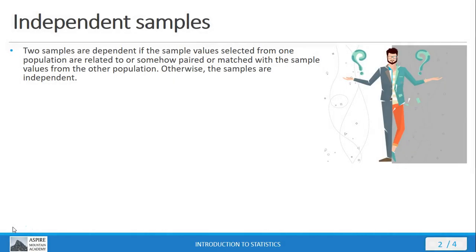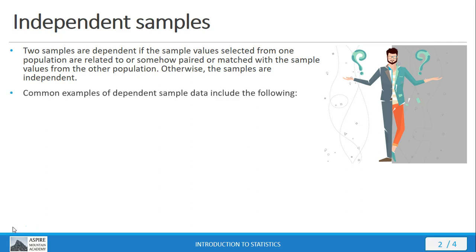So, two samples are going to be dependent if their values are selected from one population and are somehow related, paired, or matched with the sample values from another population. If there's no relationship like that that you can use to pair off individual members of each population, then the samples are what we call independent.